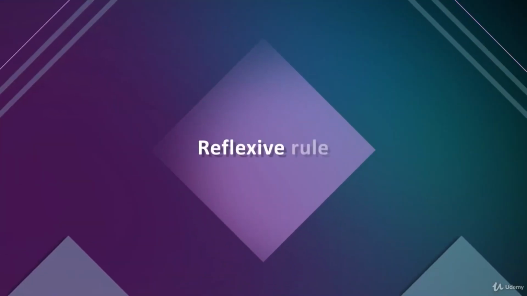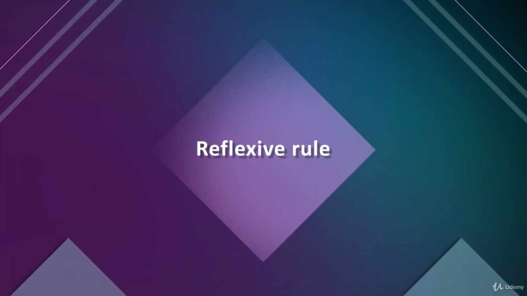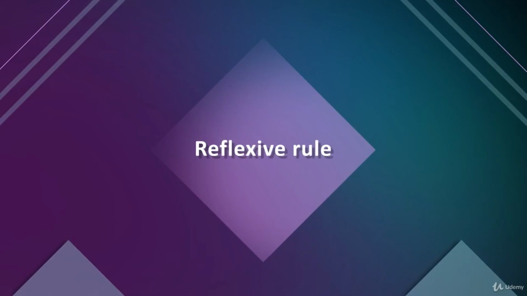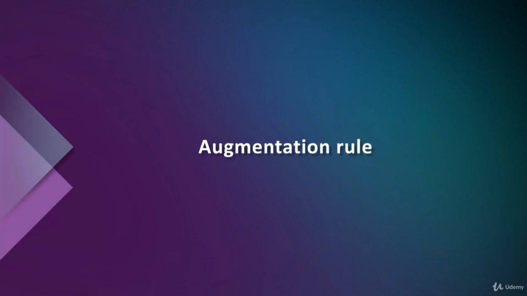Reflexive rule. If alpha is a set of attributes and beta is a subset of alpha, then alpha holds beta. Augmentation rule. If A arrow B holds and Y is an attribute set, then AY arrow BY also holds. That is, adding attributes to dependencies does not change the basic dependencies.